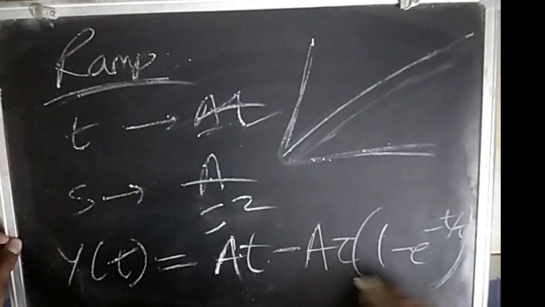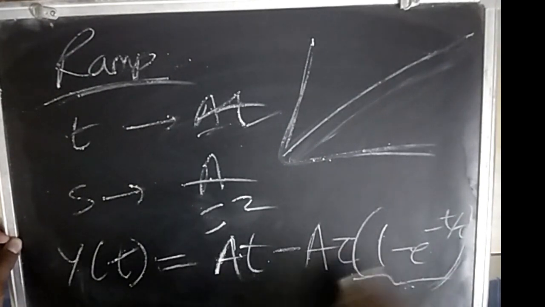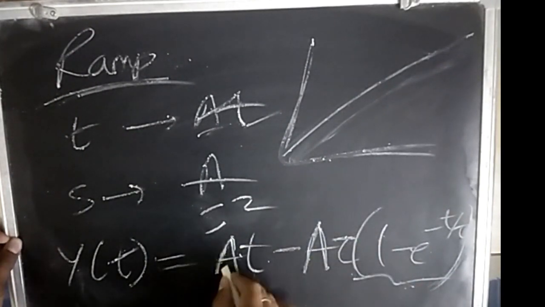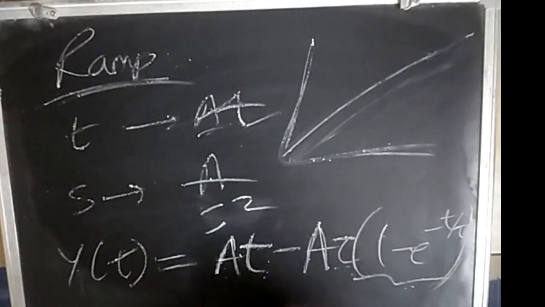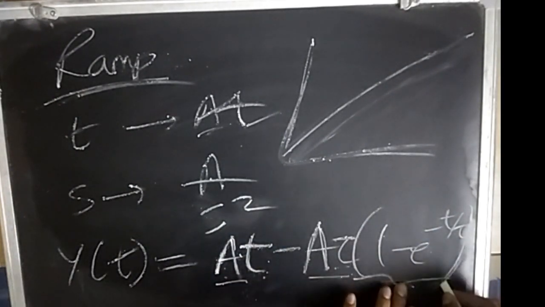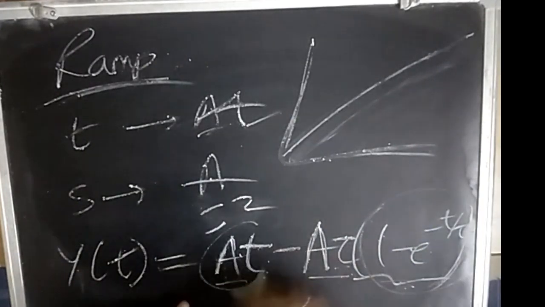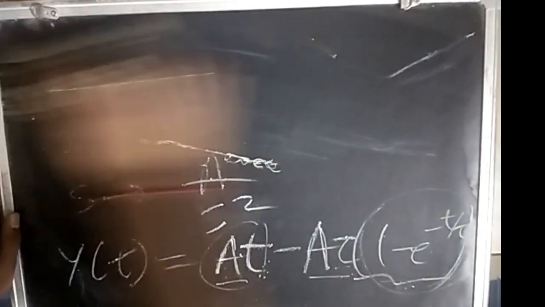This is simple to remember, this is the same as the step. This is a tau and here it is a t. Here it is a t and here it is a tau. Remember this. These are of the same quantity, and this is a function of time, this is a function of time. This is the way you can remember this.